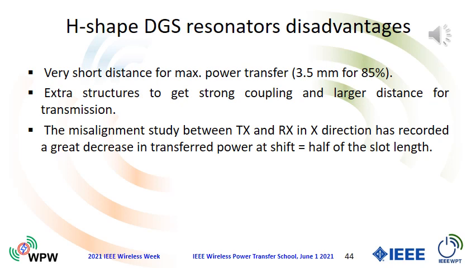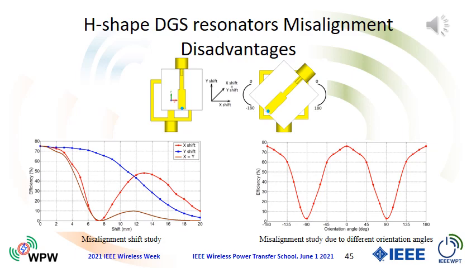The misalignment study between transmitter and receiver in the X direction has recorded a great decrease in transferred power at a shift equal to half of the slot length. The effect of the receiver's orientation at different angles with respect to the transmitter has been investigated. Perfect face-to-face orientation leads to the highest efficiency as the receiver rotates around the Z-axis. Efficiency decays due to polarization misalignment.